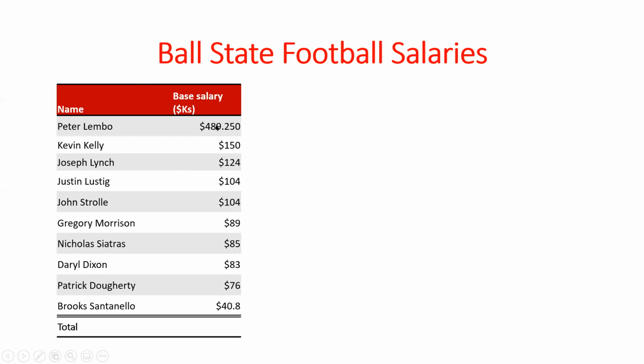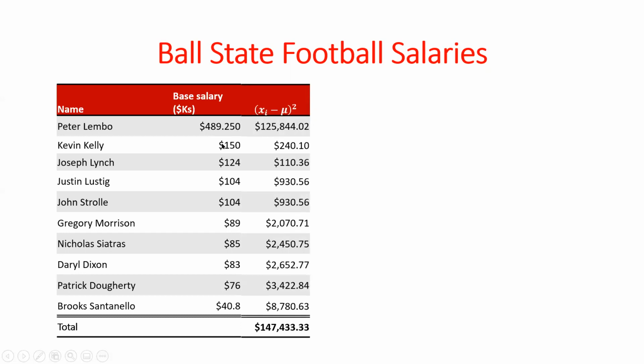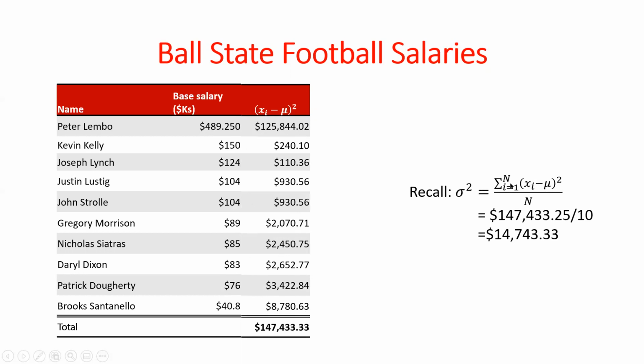Just go through 489 minus 134 squared, write that number down. 150 minus 134 squared, write that number down. Go through every observation, find that deviation squared, and then add them all up, right? Once I've added them all up, that's my numerator, the sum of those deviations from the mean squared. I then multiply by 1/10, for the 10 observations that I have, and I get that same value of about 14,700, okay? Any questions on that before we keep moving?